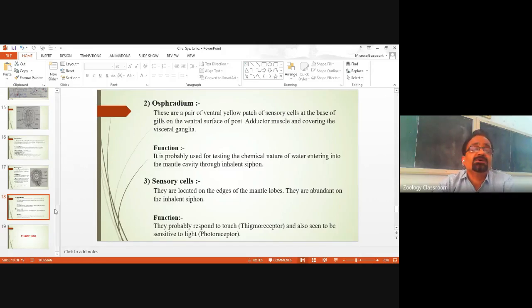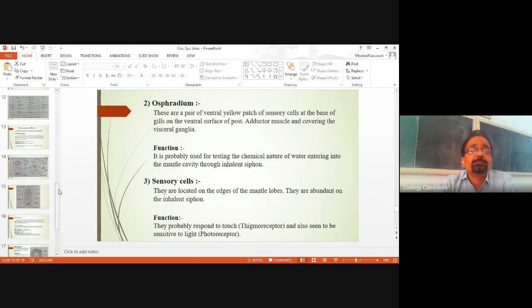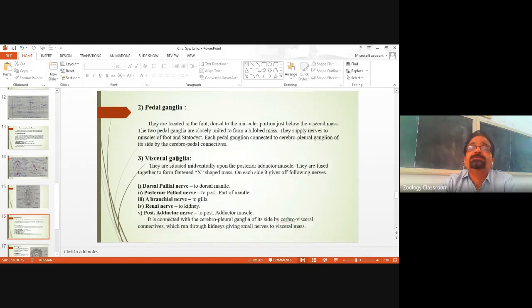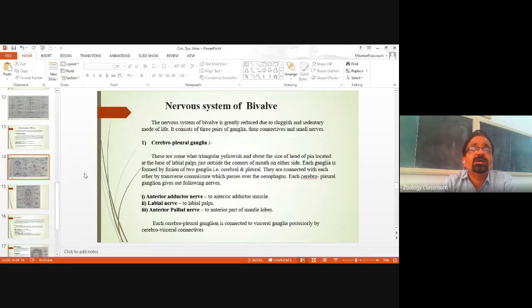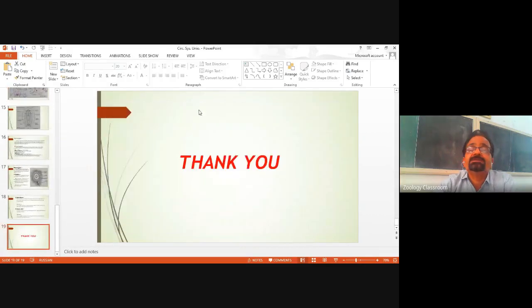So this is what we have covered: the nervous system as well as the sense organs in the body. If you have any questions, you may ask me if you want to know any queries regarding this.